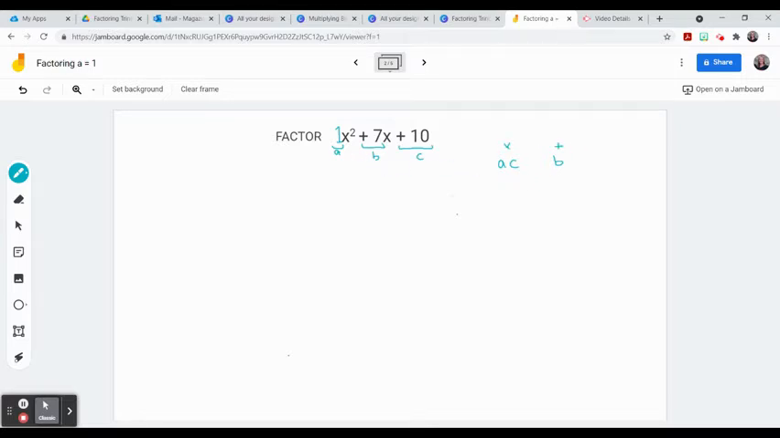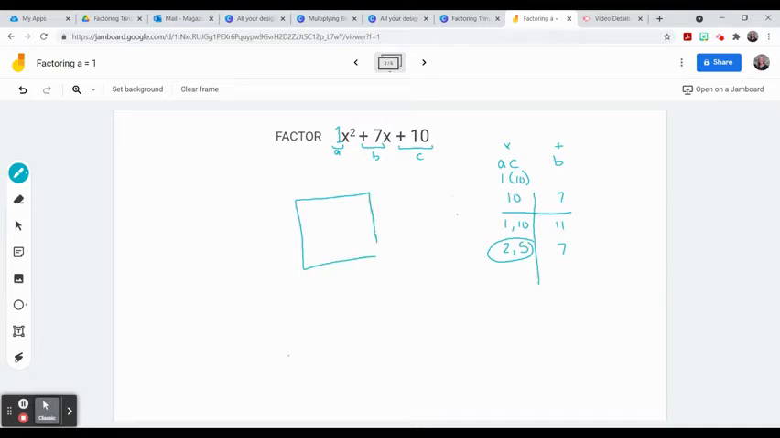Our a value is 1 and our c value is a positive 10, which gives us 10. Our b value is 7. So what factors of 10 add up to 7? So we have 1 and 10. We have 2 and 5. 1 plus 10 gives me 11. 2 plus 5 gives me 7. So ding, ding, ding, ding, ding. We found them. Once you have those two numbers, I can create the area model.